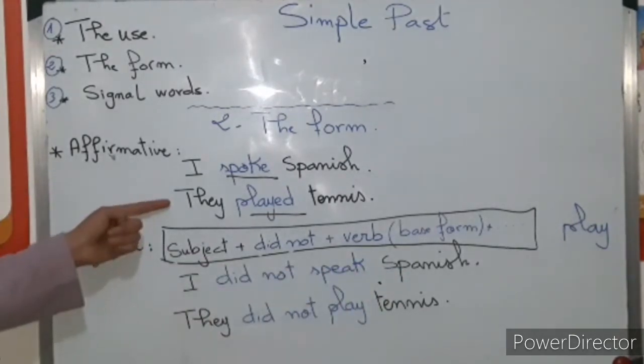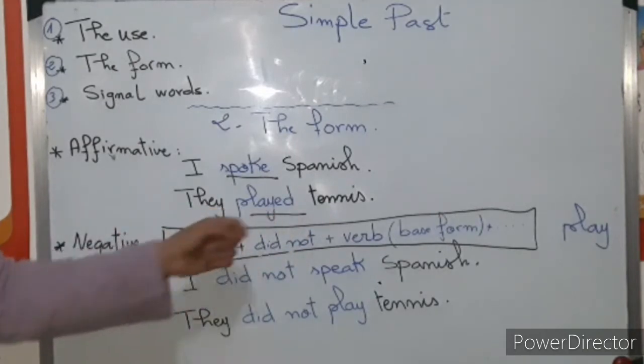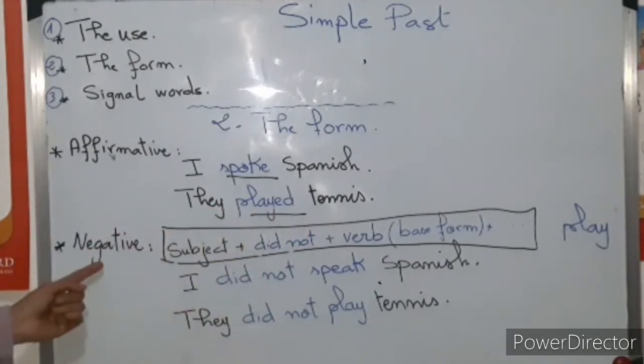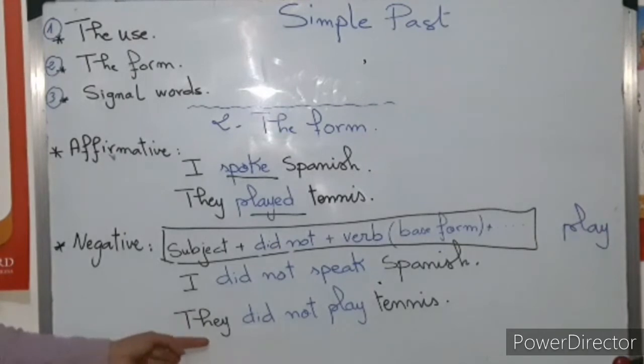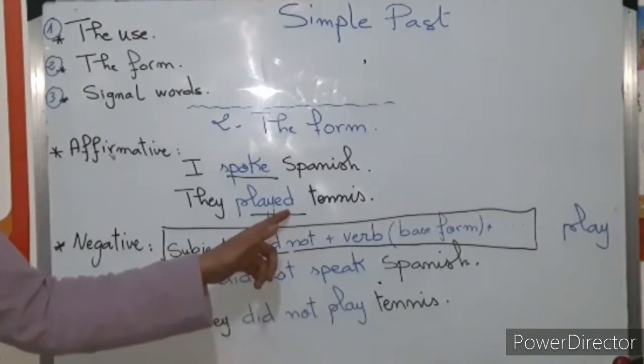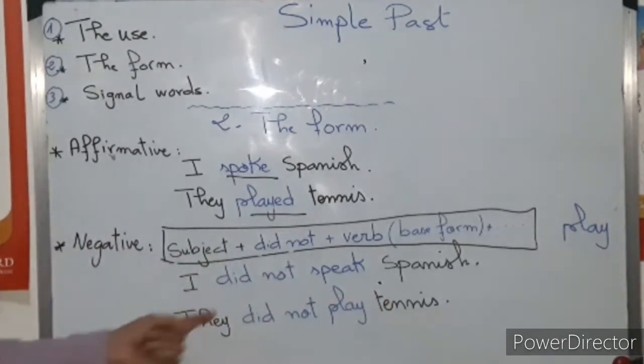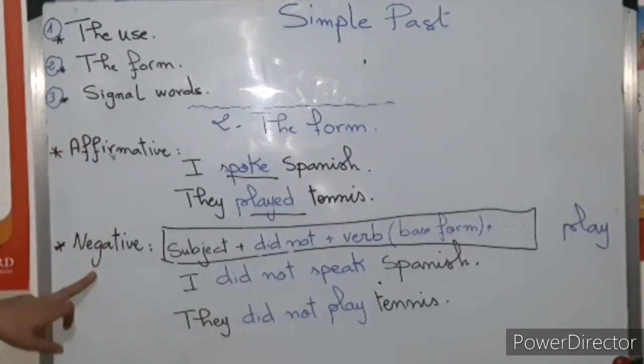Let's see the second example. They played tennis. Affirmative. Negative form, they did not play. We remove ed, so play tennis. They did not play tennis. I hope that the negative form is quite clear. So let's move on to the interrogative form.